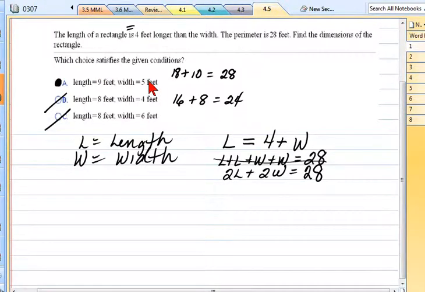That's what you were supposed to realize from that problem: how do you translate? And the answers are correct if they satisfy both of the conditions from the problem. That's all you were supposed to get out of that problem. Let's look at number 2.